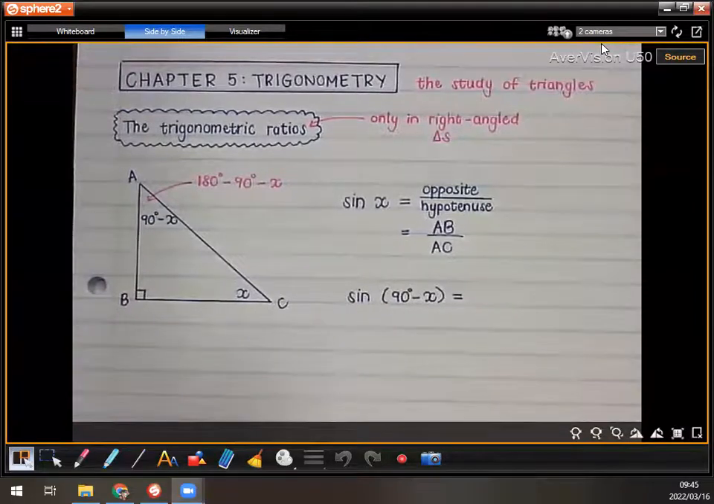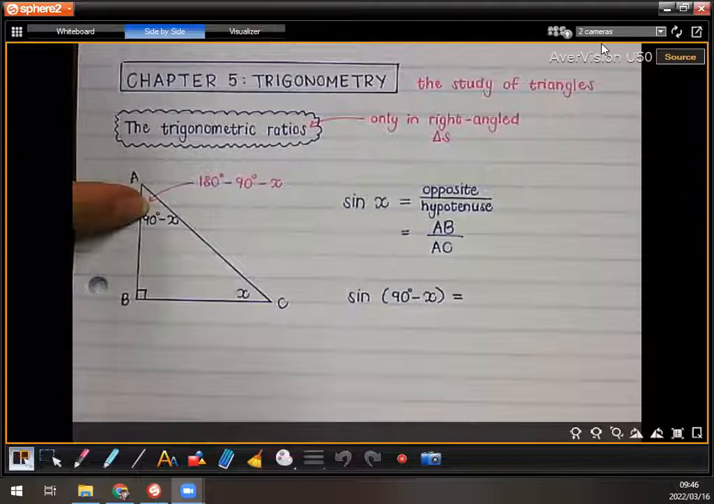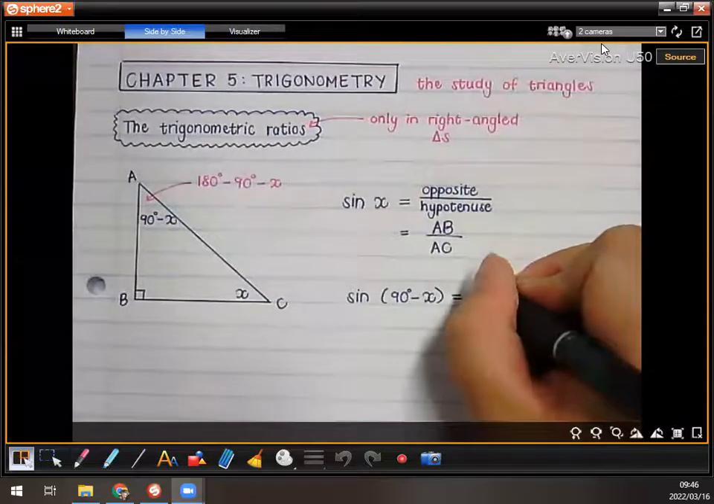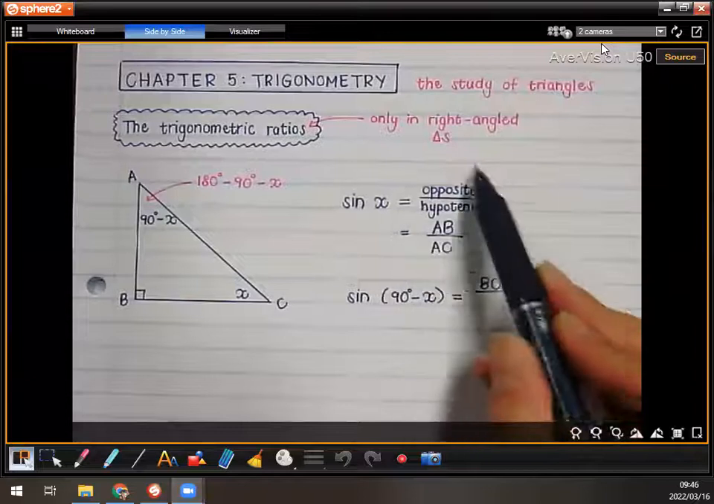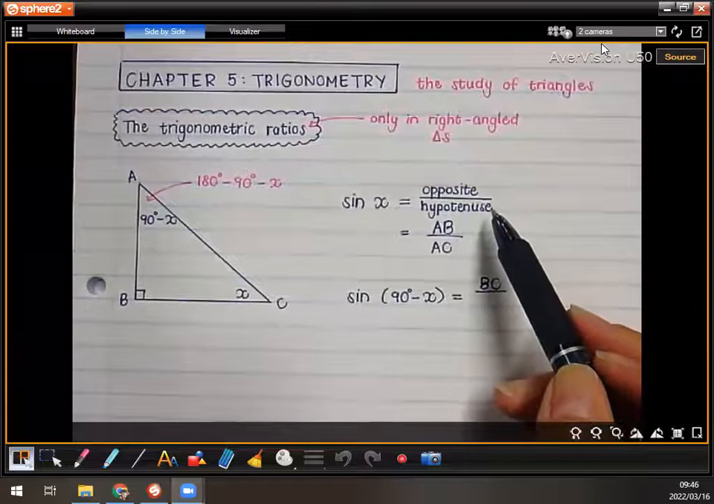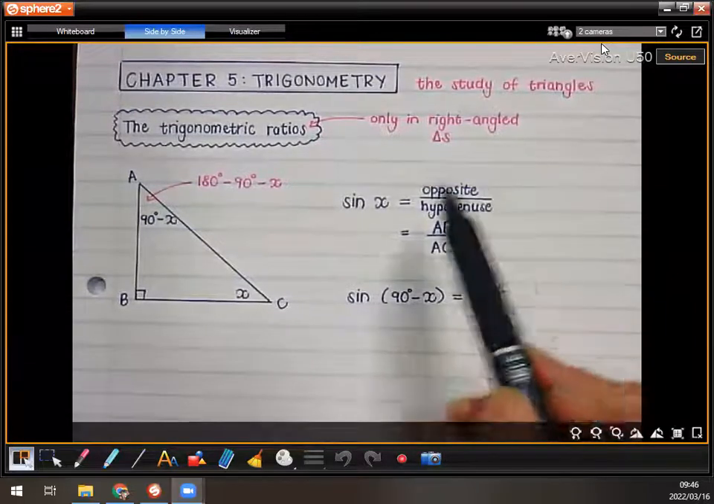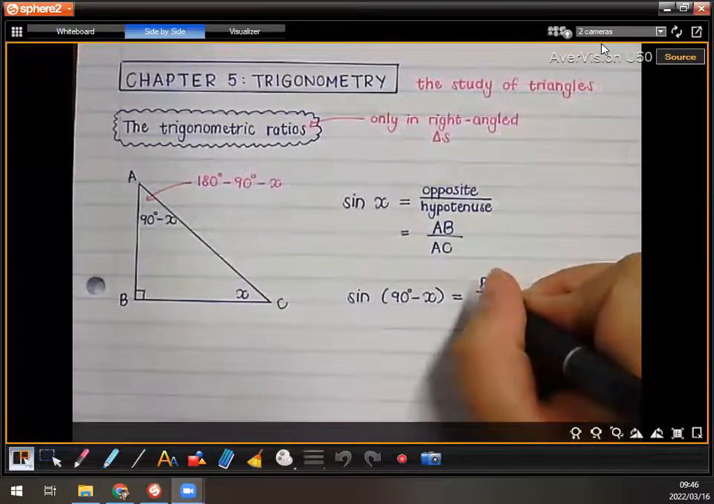And then I just put it in brackets just to show that that is actually one angle. And now we're going to look at 90 minus X, this angle. What is the opposite side to 90 minus X? BC. BC over hypotenuse, opposite over hypotenuse always, guys. This formula is never going to change. Sine is going to be opposite over hypotenuse until you are 85 years old or whatever, forever. So the opposite of 90 minus X is BC over the hypotenuse, AC.